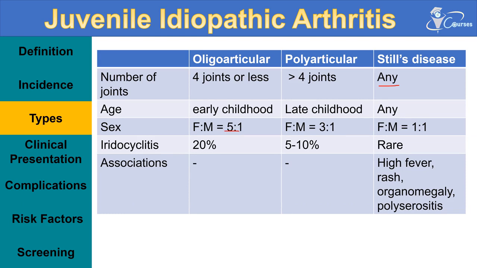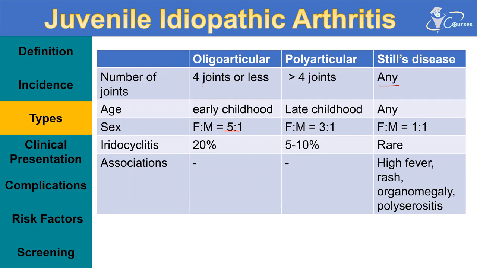Polyarticular is still more in females, but with a lower ratio, around 60% of patients will be females, while around 30 or 35% will be males. In the Still's disease, there will be an equal female to male ratio, or even it will be more in males. So these ratios are very important for the exams.